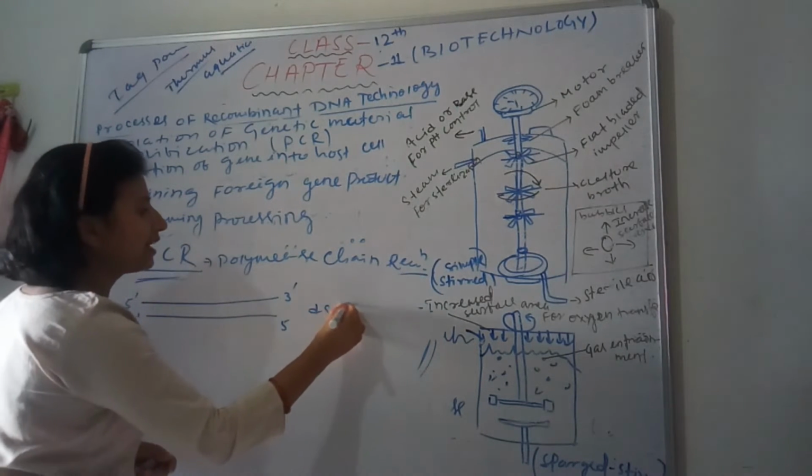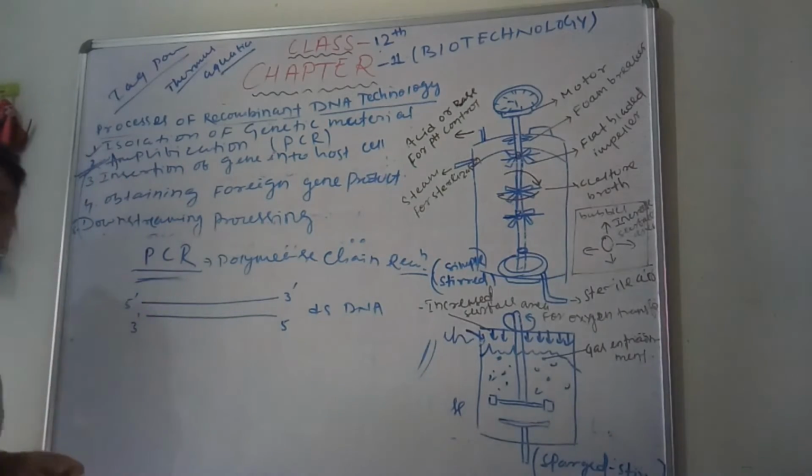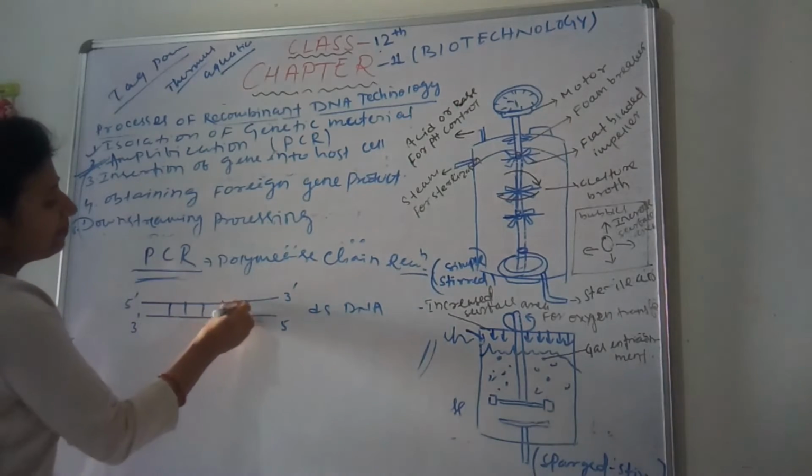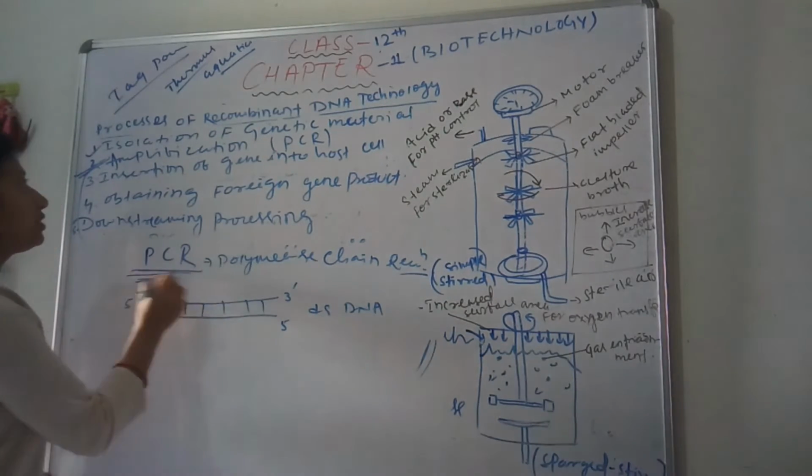This is a double stranded DNA. As we know, DNA exists in double stranded form like this. So here, first PCR is completed through 3 steps.